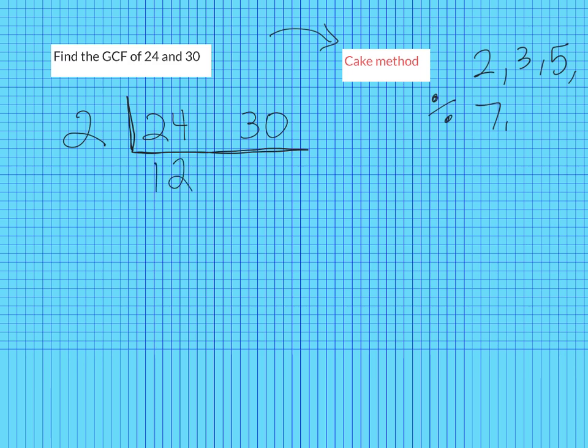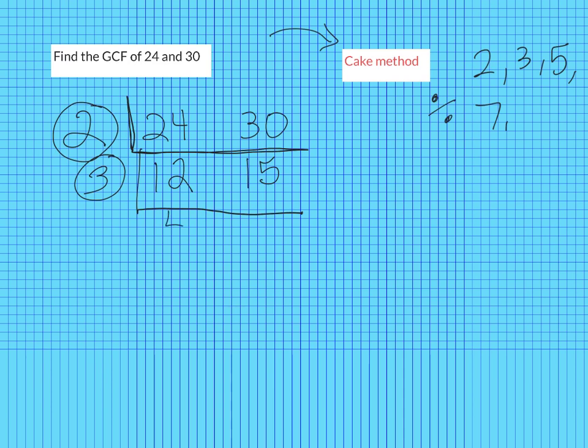24 divided by 2 is 12. 30 divided by 2 is 15. And I'm going to circle up my prime number that I divided both of these values by and draw my next layer. Then I'm going to start over and ask myself the same question. What can I divide both of these numbers by? Well, not 2 anymore because 15 is odd, but I can divide by 3.